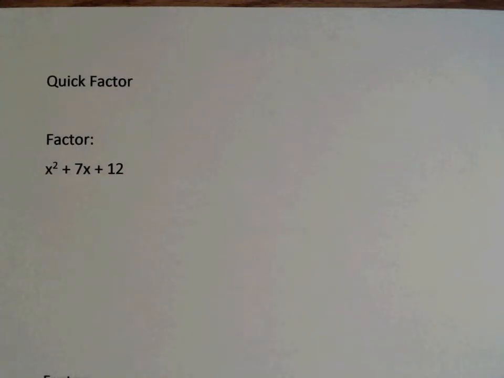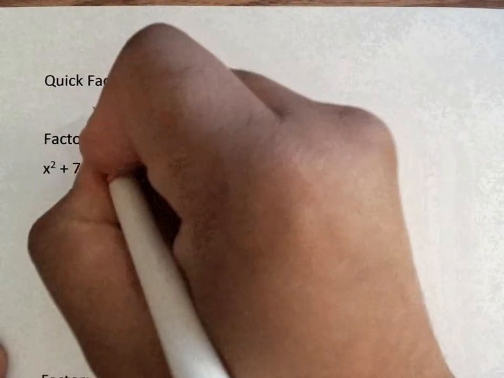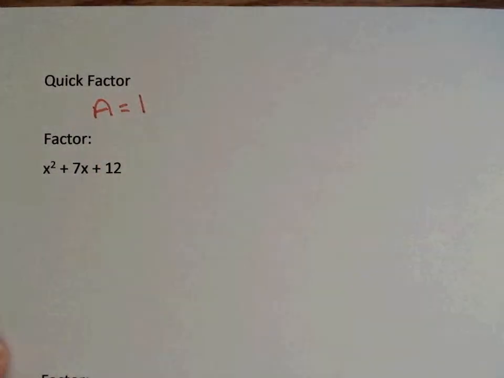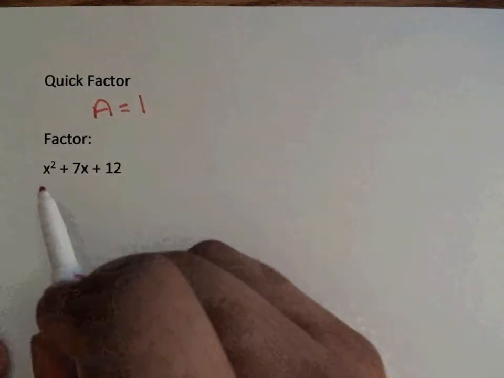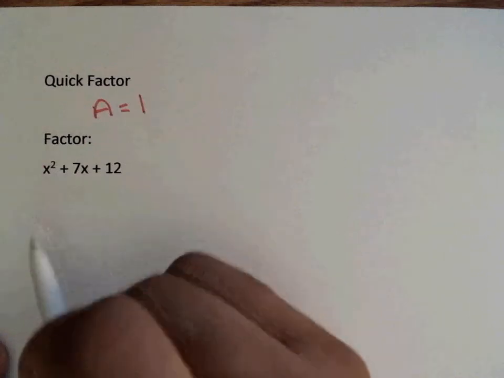It's called a quick factor. It's probably the quickest way to factor. In this problem, you can only quick factor when A is equal to 1. So if A is not equal to 1, you cannot quick factor. So in this problem, we know A is equal to 1 because we look at the number in front of x squared. It's imaginary 1.